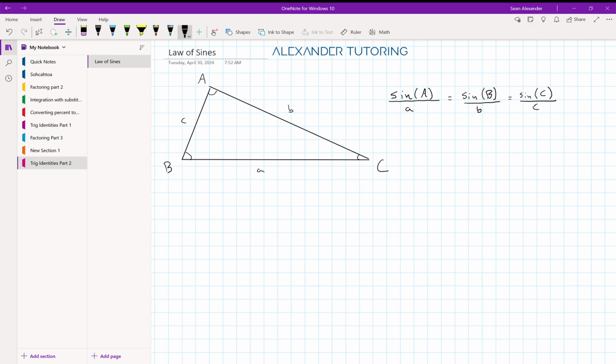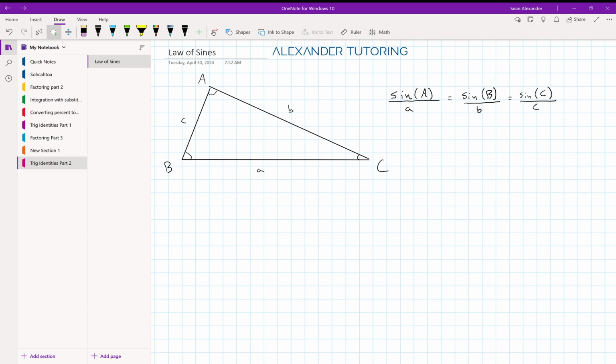You probably just memorized it, but we're all about deriving our formulas here at Alexander Tutoring. We like to know where things come from because that's where all the interesting nuggets are, if you ask me. So let's do it, and you can all totally do it.